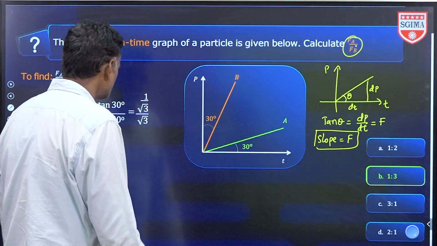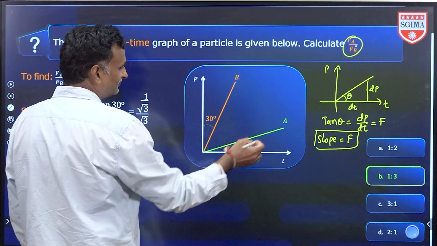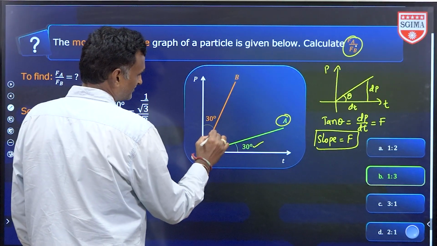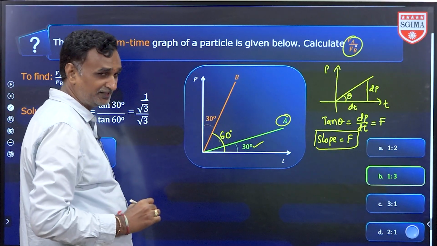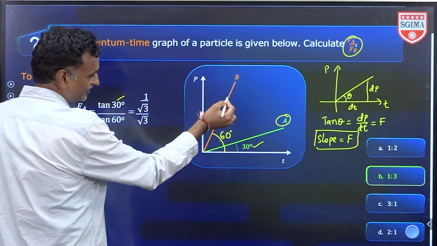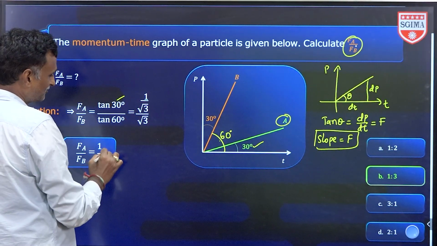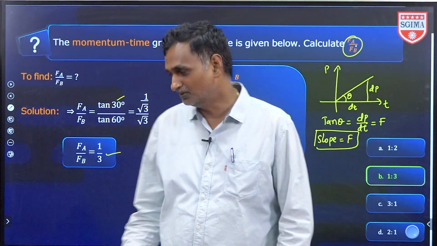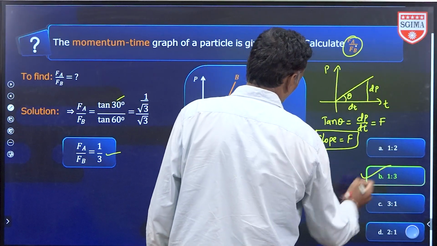Here also we need to find the slope with respect to the time axis only. The first one makes how much angle? 30 degrees. And the second one, how much angle does it make? 60, because 60 plus 30 is 90. So FA by FB is tan 30 by tan 60, which is 1 by root 3 divided by root 3. So root 3 into root 3 is 3, and the answer will be 1:3. So we can take the second option.